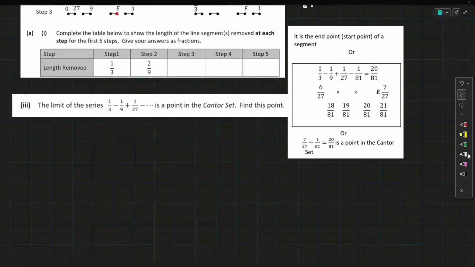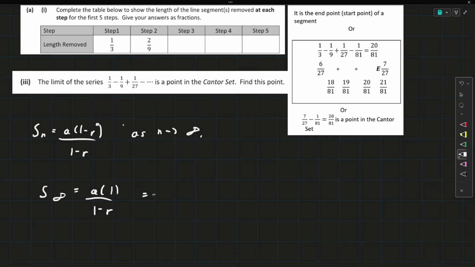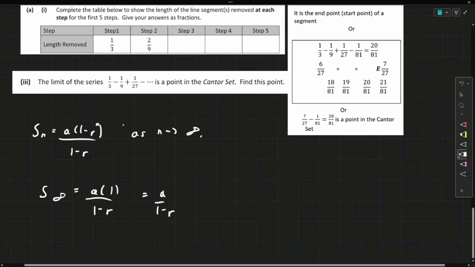Then we're told that the limit of this series is a point in the Cantor set. So if we look for the geometric sum, that's a times 1 minus r to the power of n, all divided by 1 minus r. And of course, as n goes to infinity, r to the power of n is going to go to 0. So the sum to infinity will be equal to a times 1 divided by 1 minus r. So it's just going to be a over 1 minus r. And that's in the tables book. You don't have to derive it, but that's just showing where it comes from.